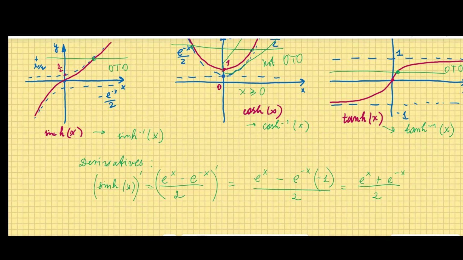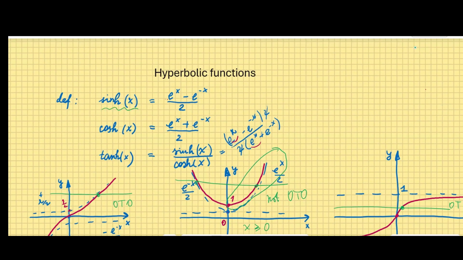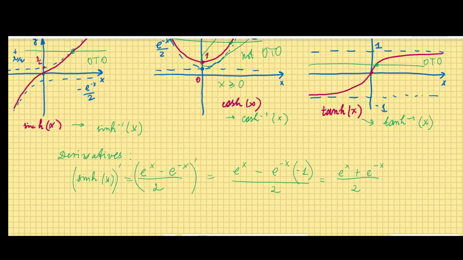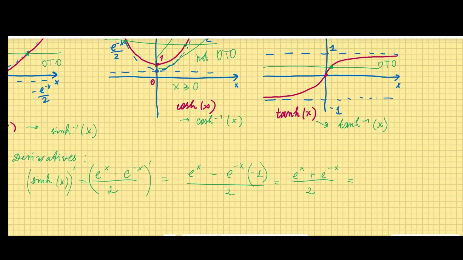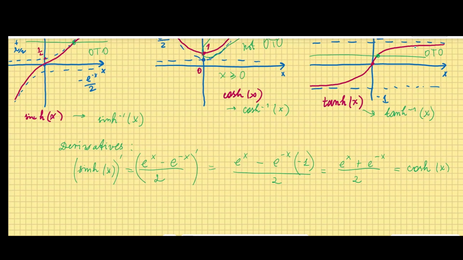If we scroll back up, we are going to see that the derivative of this sine is actually equal to cosine hyperbolic. You see the similarity. So actually, this is cosine hyperbolic of x. This is one of the first similarities here, right? Remember that the derivative of sine is equal to cosine.